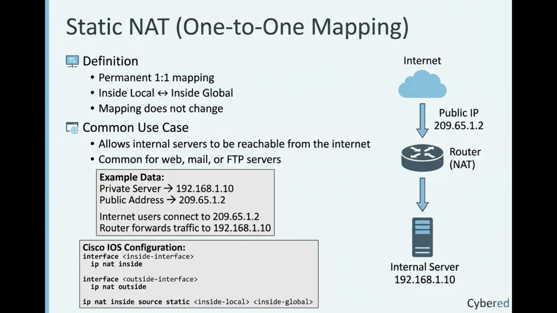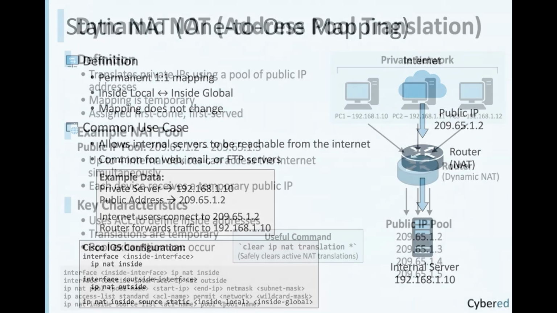So here's a basic configuration: interface, inside interface, ip nat inside, exit. Interface, outside interface, ip nat outside, exit. ip nat inside source static, inside local, inside global.